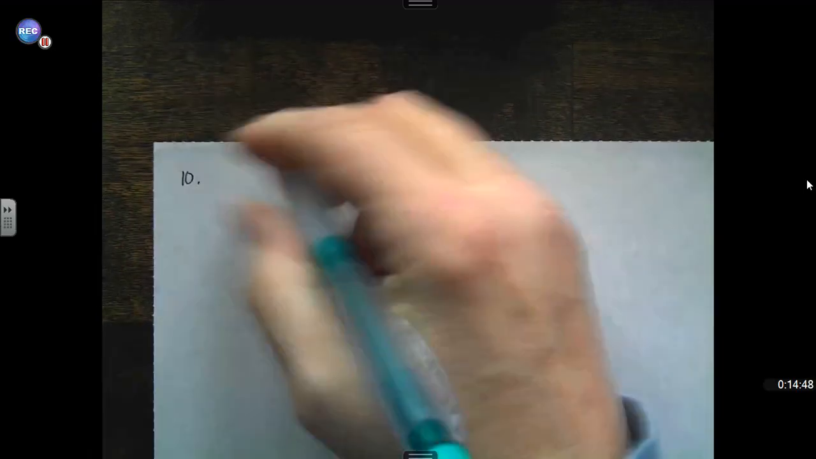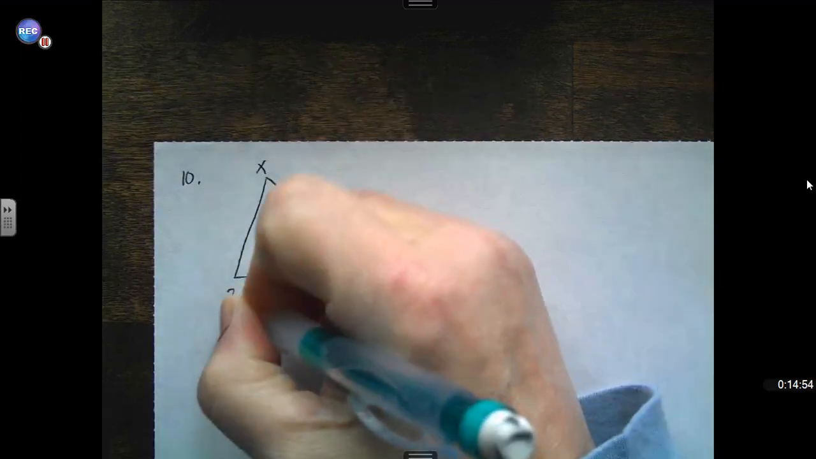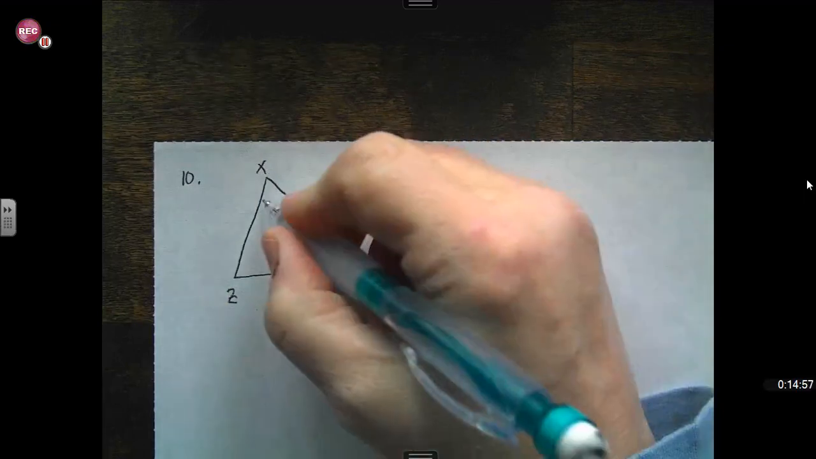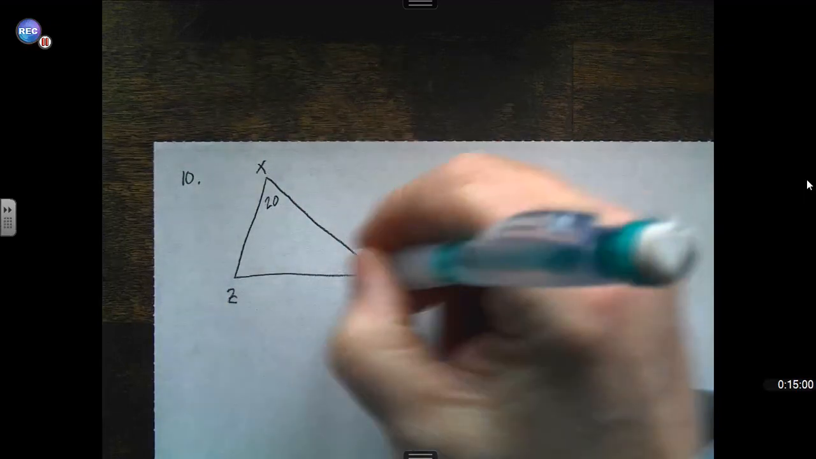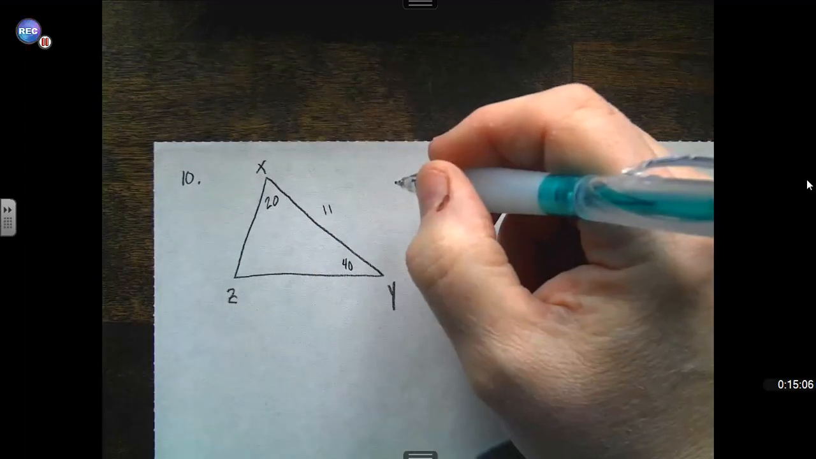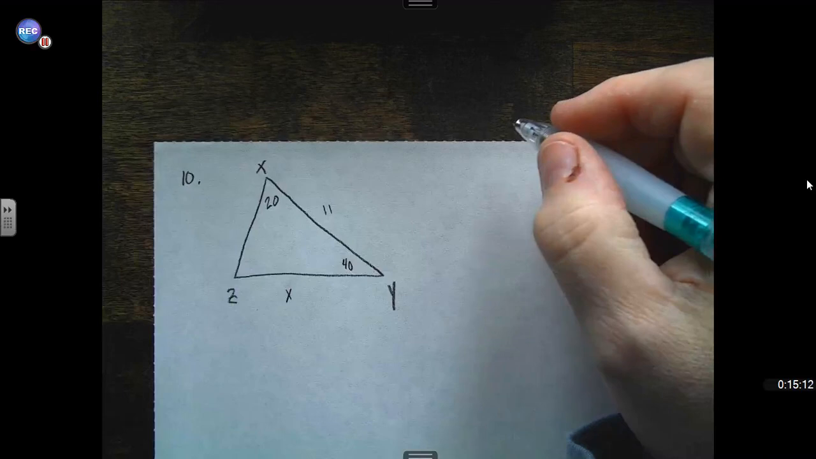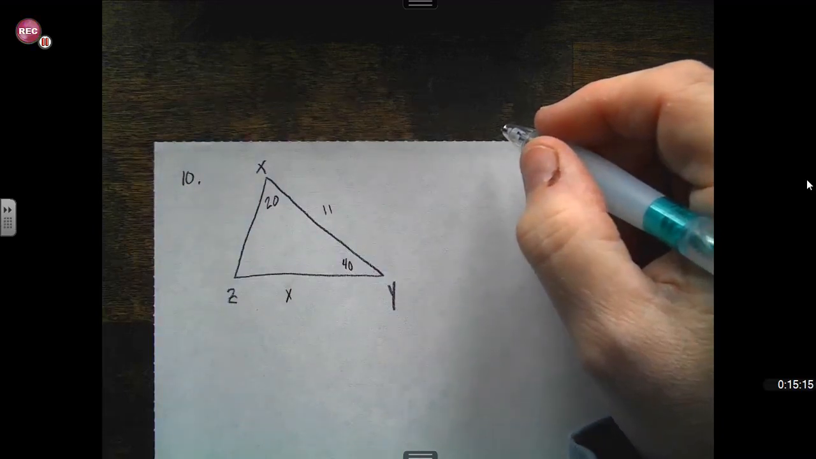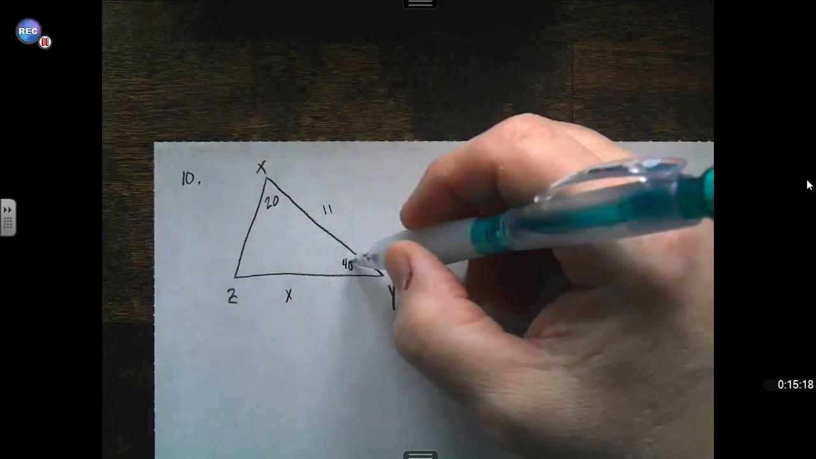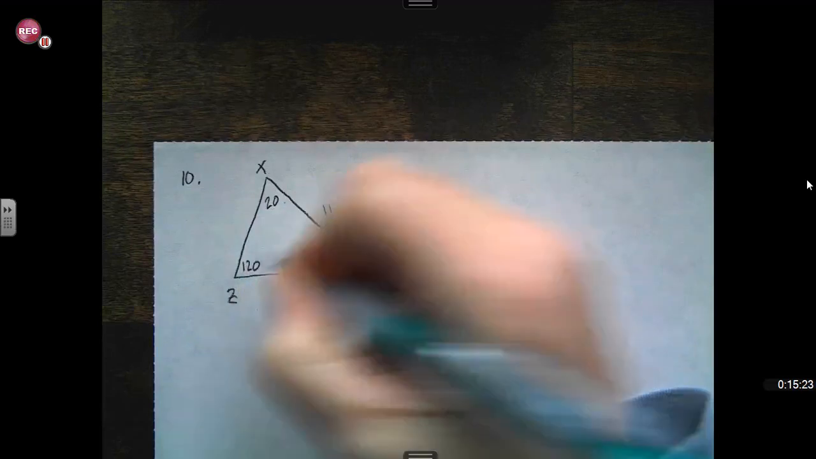So here we are on number 10, in triangle XYZ. Angle X is 20. Angle Y is 40, and little z is 11. Find little x, which is over here. And I would use the law of sines. This is 40, this is 20, that's 60. From 180 means this angle is 120.